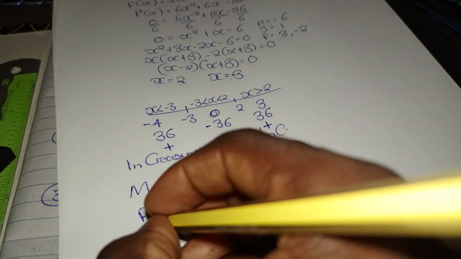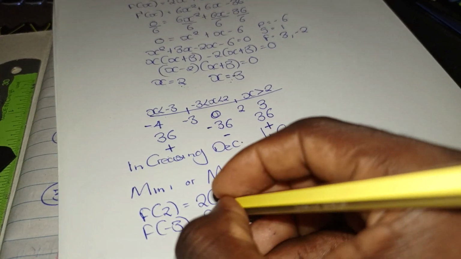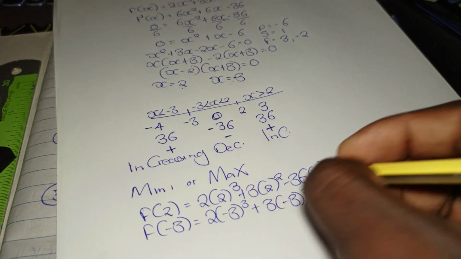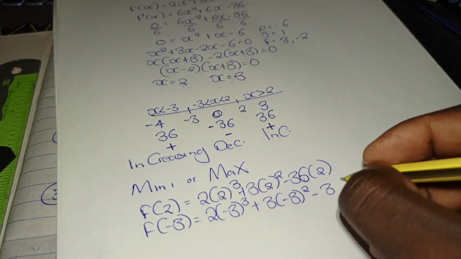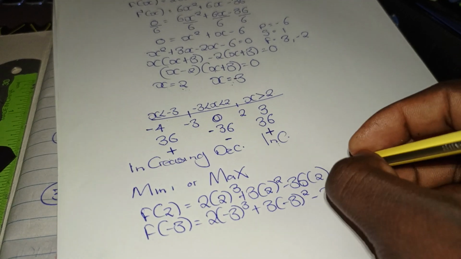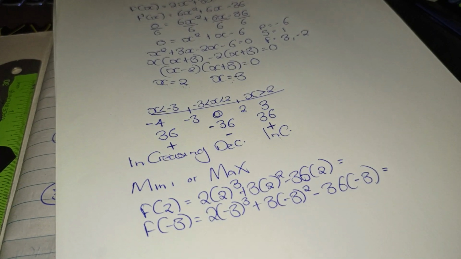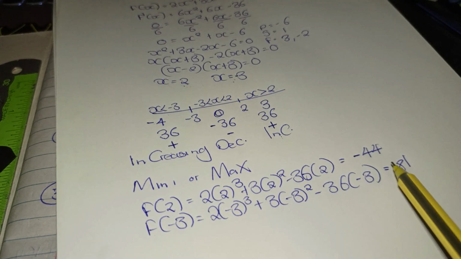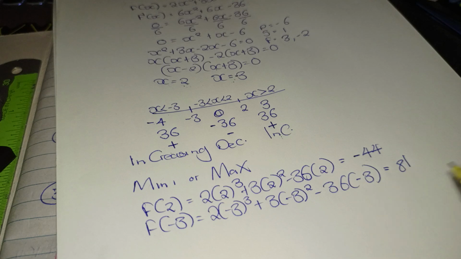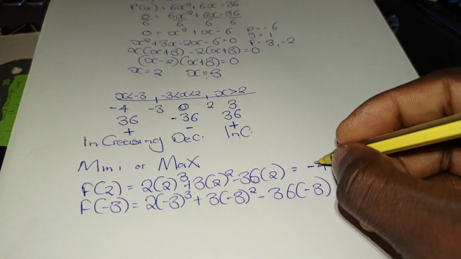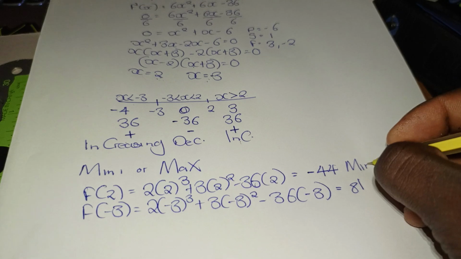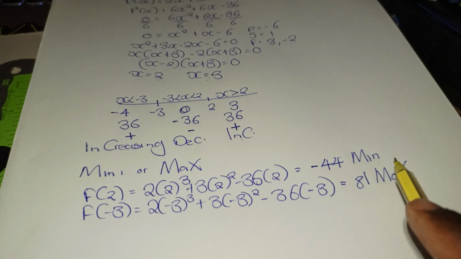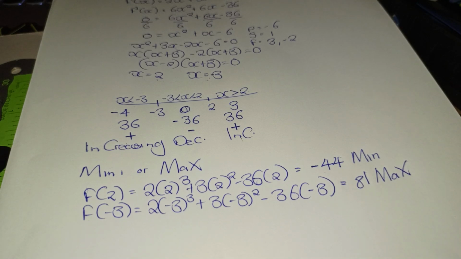Then we have f(-3): (-3) to the power 3 plus 3(-3) squared minus 36(-3). When you punch on your calculator, the values that you will get are -44 and 81. Remember, this one is small, so this one is the minimum and this one is the maximum. This is how you determine the minimum or the maximum using the first derivative.